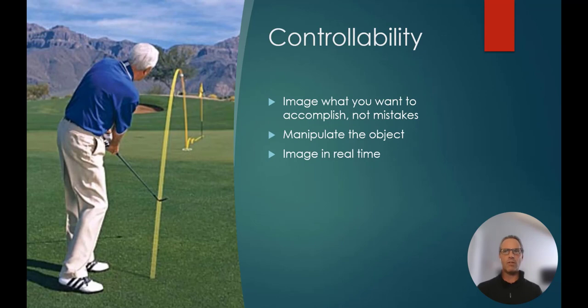Obviously, there is definitely use for imagery in correcting mistakes, and so that's a whole different topic. But in general, when we incorporate controllability in our image, we want to make sure that we are making no mistakes and doing the performance perfectly or the movement perfectly.